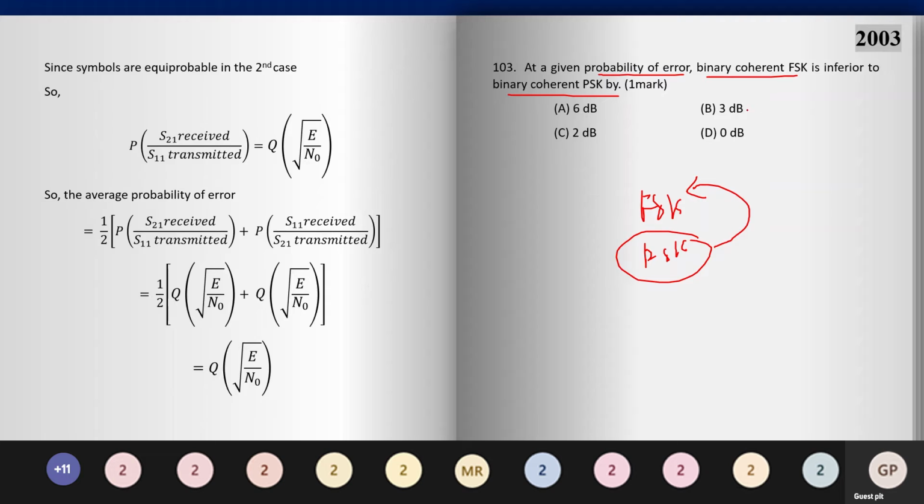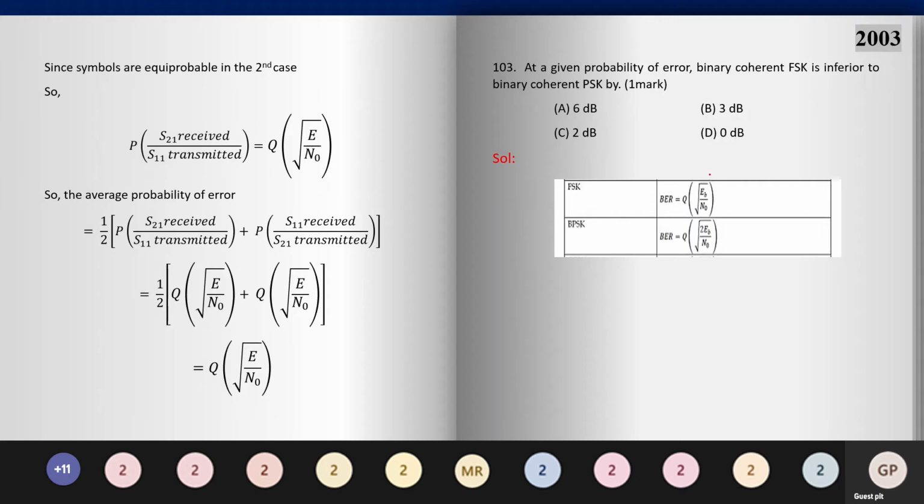So how FSK is inferior to PSK, that we are going to see in terms of probability of error. For that you should be aware of the formulas. Okay, probability of error formula. This formula slide I showed you in the first class itself for comparison. I have posted all the digital modulation techniques.